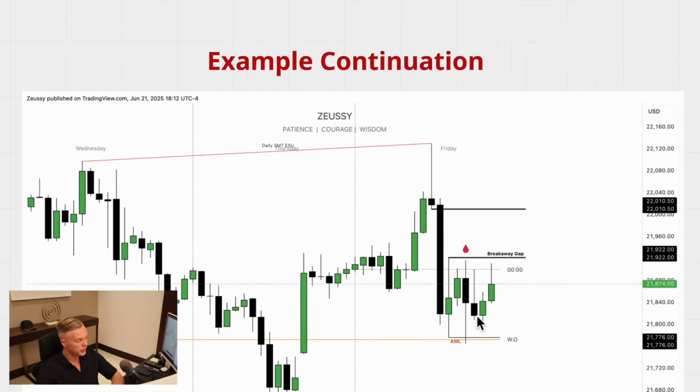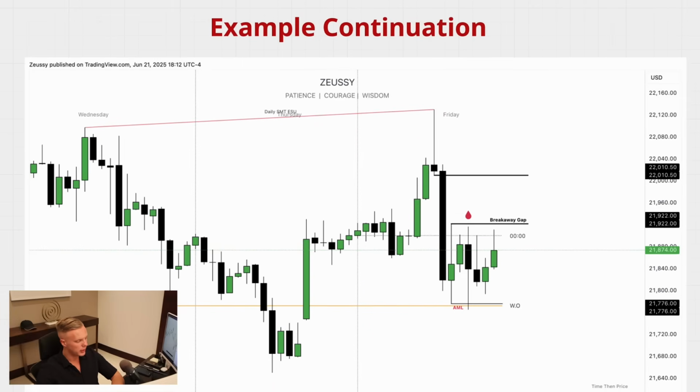So when we pay attention to this chart delivery right here, what we would like to see is that the morning session expands towards the downside, stops in advance of the weekly open, and a retracement higher takes place. Notice that this very large CB gets created, and everyone's looking at the CB like, oh, the market should return back there for a continuation lower taking place.